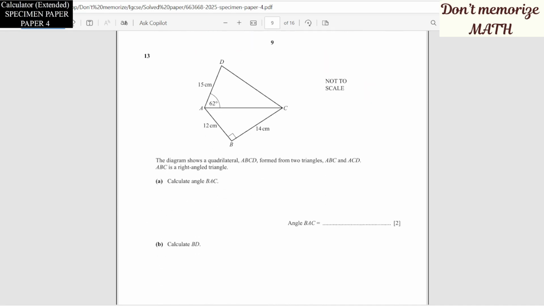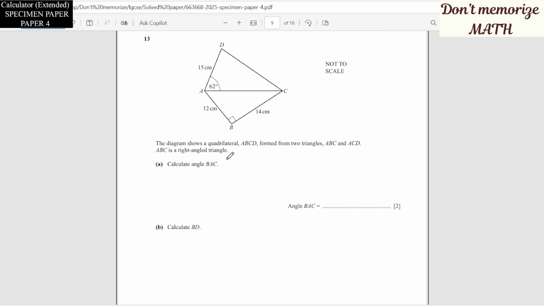Now question number 13. The diagram shows a quadrilateral ABCD formed from two triangles, ABC and ACD. You can see ABCD is a quadrilateral. We have ABC a triangle and ADC is another triangle. ABC is a right angle triangle, it is marked here: ABC is a right angle.